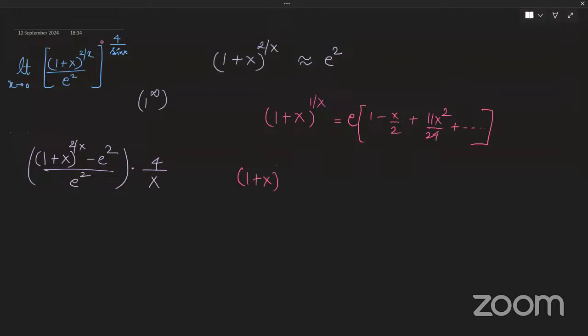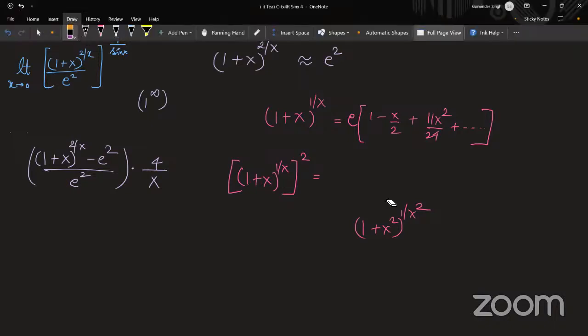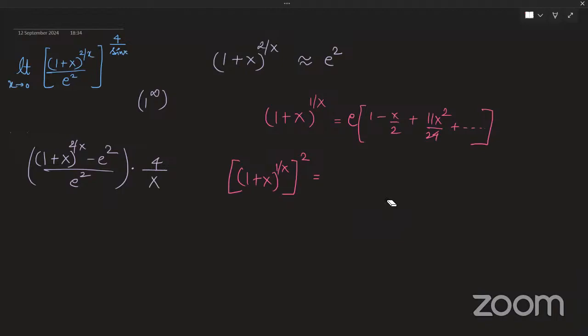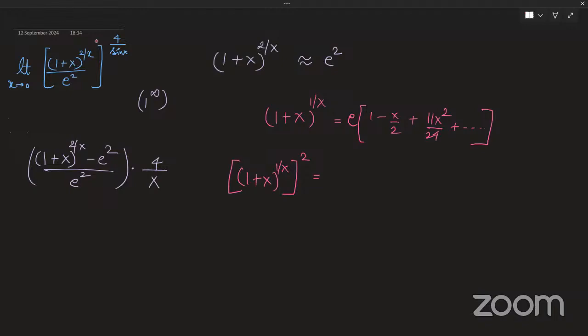In place of x, we should keep x squares. Will that square it? No, that will actually give me 1 plus x square raised to 1 by x square. This is what it will give me, if in place of x, I keep x square. I want to square this whole thing, like take the square of all of this. Can anyone think of it?